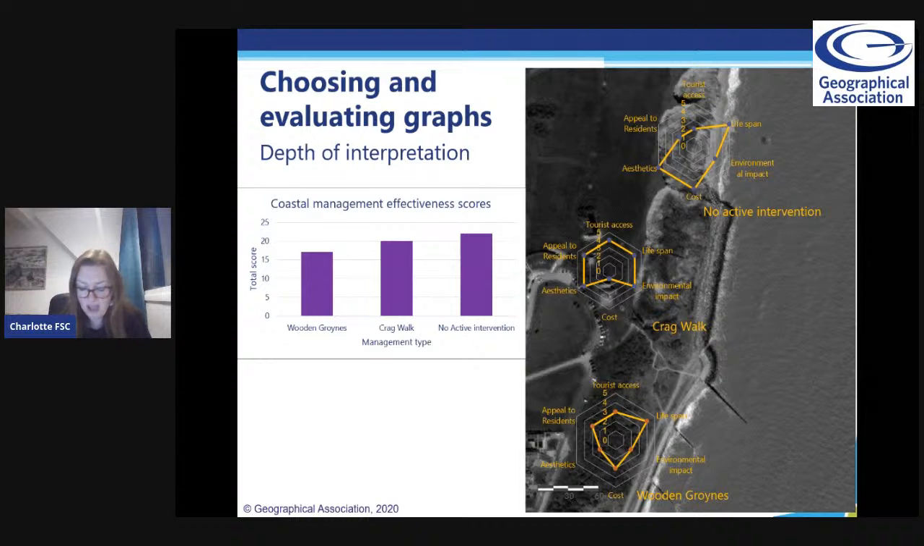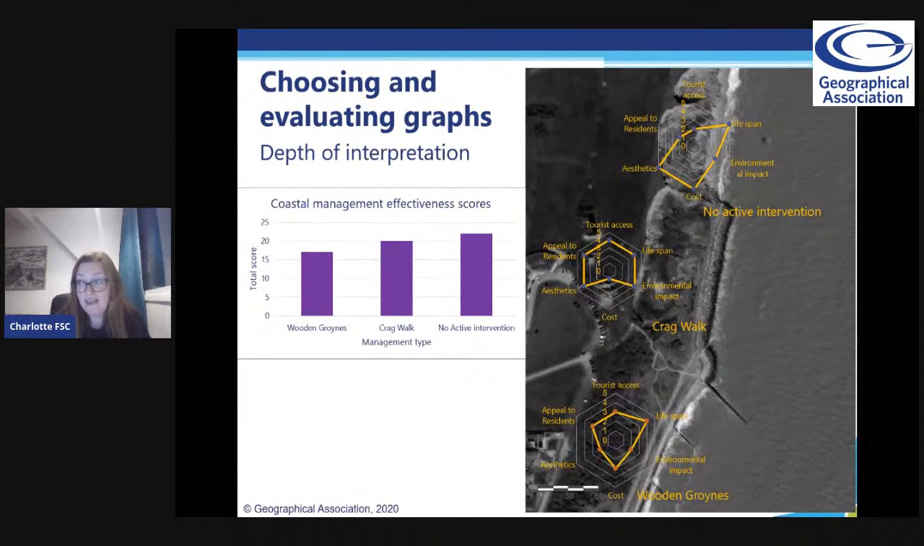You can get a much more precise interpretation of it, which is great. But of course, they also have their downfalls. It's difficult to work out the actual total score. Either you've got to calculate it by adding them all up, or, as I say, judge it from the overall look of the web and shape inside the radar.